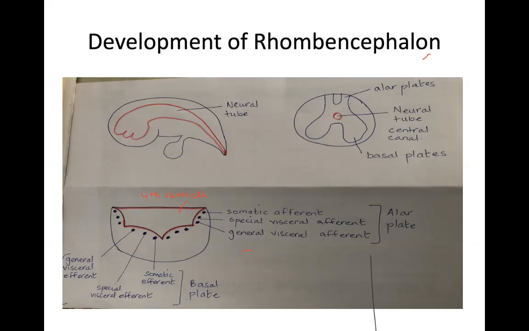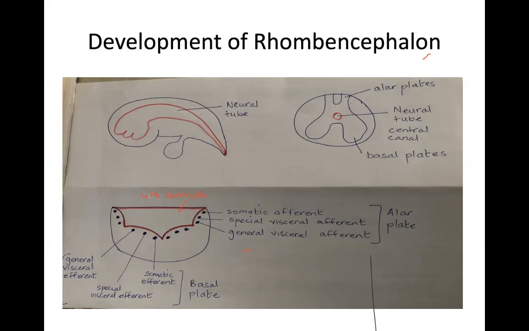The alar plates will break up into a somatic afferent group, which is going to bring in sensation from the body. Special visceral afferent, which is going to bring in information from structures related with the pharyngeal arches or the pharyngeal apparatus. And general visceral afferent, which will bring in information from the involuntary musculature concerned with autonomic control. So now in the alar plate, we have three groups: a somatic afferent, special visceral afferent, and general visceral afferent.